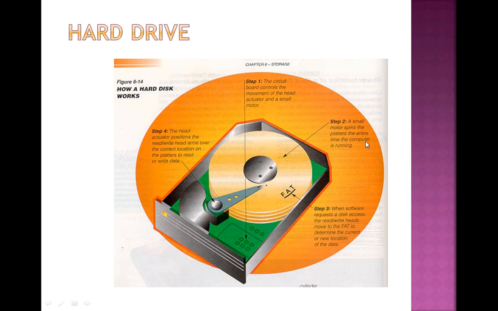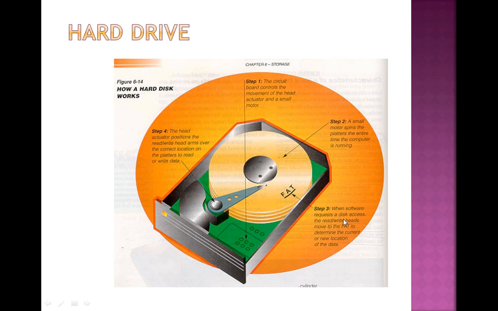Then step 2: a small motor spins the platter. The motor spins the platter the entire time the computer is running. This motor is used to rotate the platters, the circular disks that spin throughout the computer's execution.